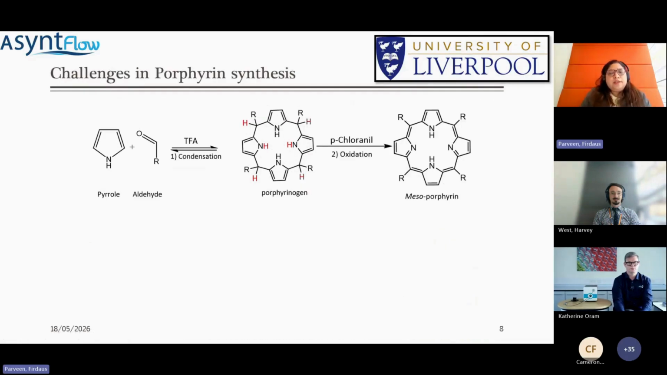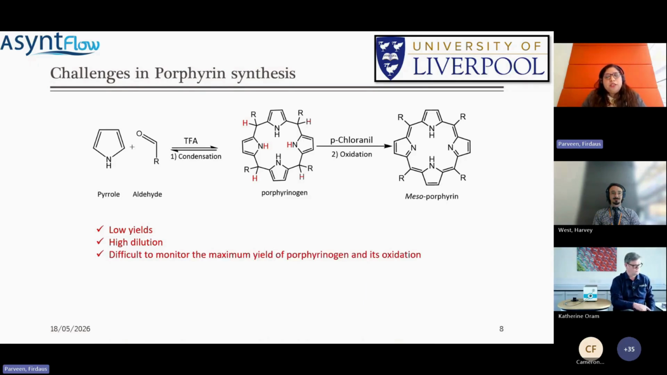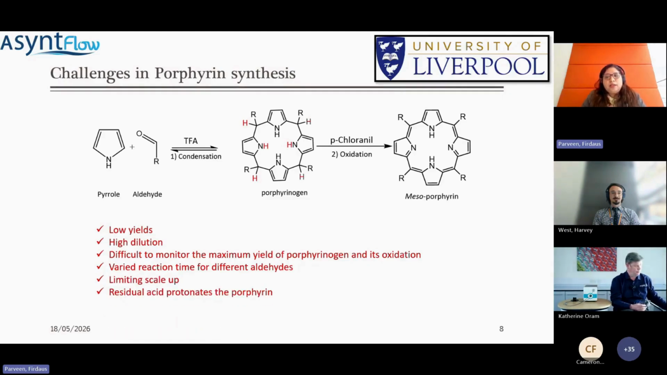Further challenges in porphyrin synthesis are that they offer low yields. They often require high dilution, because otherwise if the concentration is high, it can lead to polymerization of the pyrrole. It is difficult to monitor the intermediate step, that is the yield of porphyrinogen and oxidation timings. Further, reaction times vary for different aldehydes. It can vary from seconds to days for different substrates, limiting scale up because of the high dilution, and residual acid protonates the porphyrin. So to solve all these challenges, we went to flow.